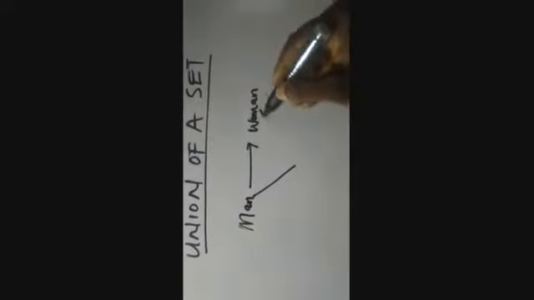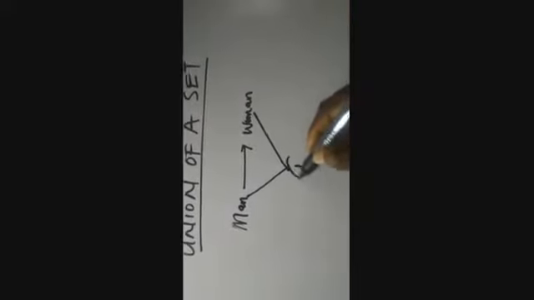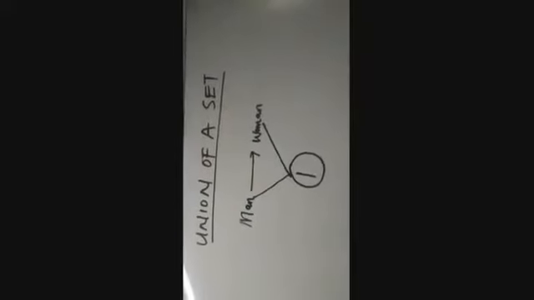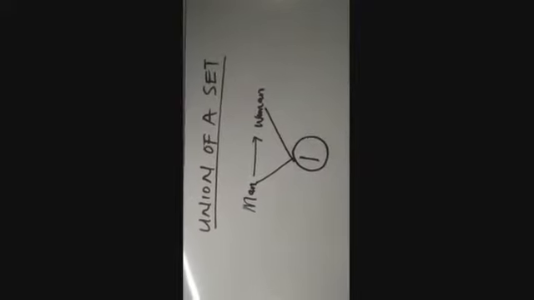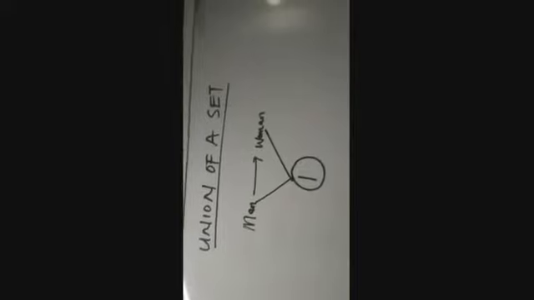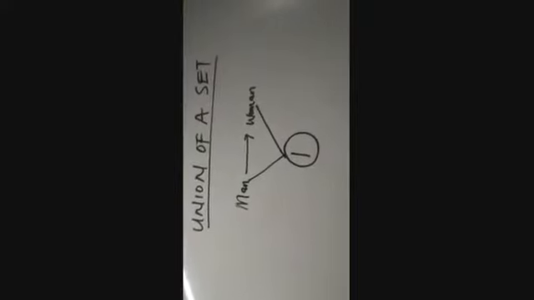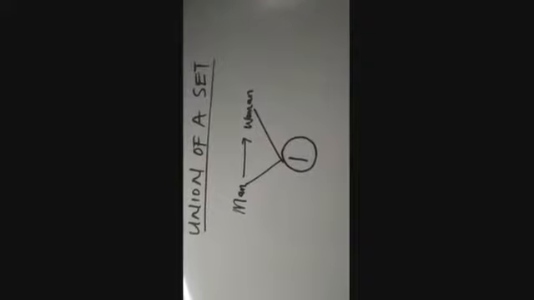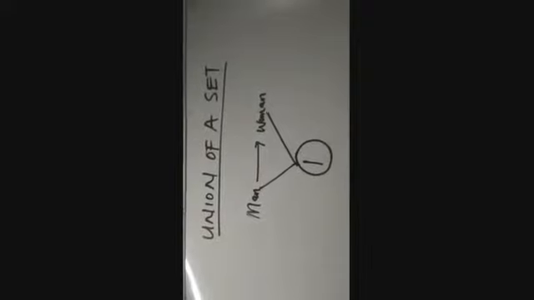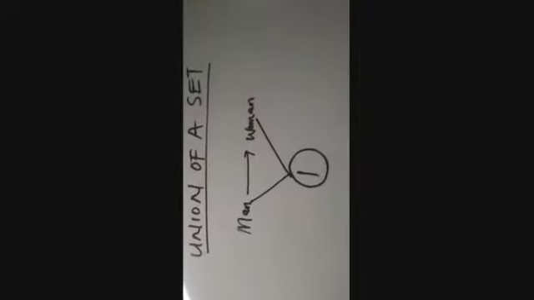Now, blessing them simply means the man and the woman become one. The man and the woman are not two different entities. They are now united as one. So, union of a set simply means combining two or more sets to become one single set.